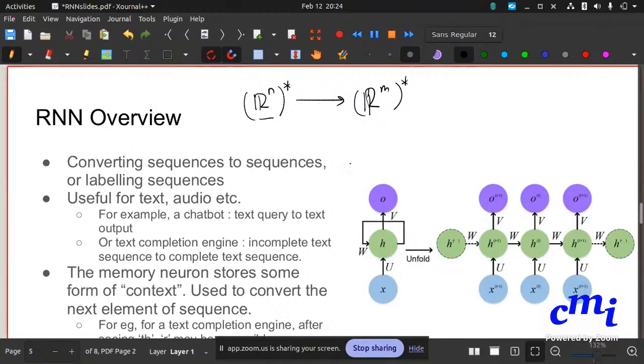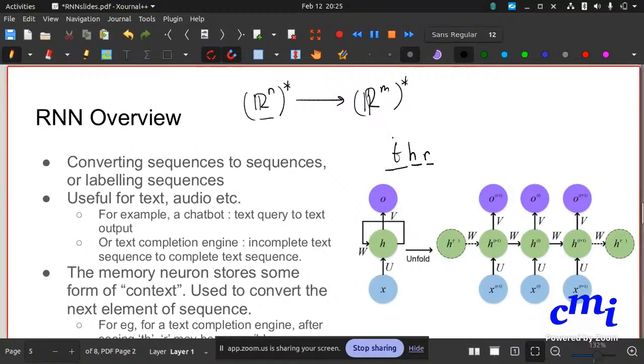So for example, if you want to actually do text completion, you can. Let's say you want to do text completion and you're only interested in English. Then your RNN input is really just a list of characters. So let's say you have TH, and you want the network to complete it. Or let's say THR, and you want the network to complete it.